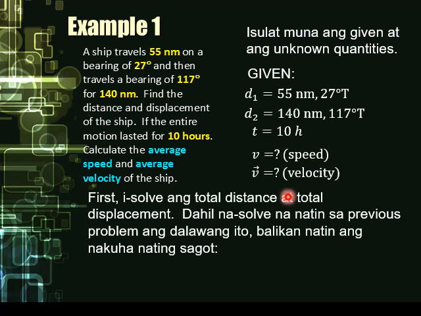Okay, so first, kailangan natin i-solve ang total distance at ang total displacement. Pero dahil na-solve na natin ito sa previous problem, balikan na lang natin yung nakuha nating sagot. So, yung total distance na nakuha natin is 195 nautical miles. And yung total displacement na nakuha natin previously is 150.4 nautical miles, 95.6 degrees true north.